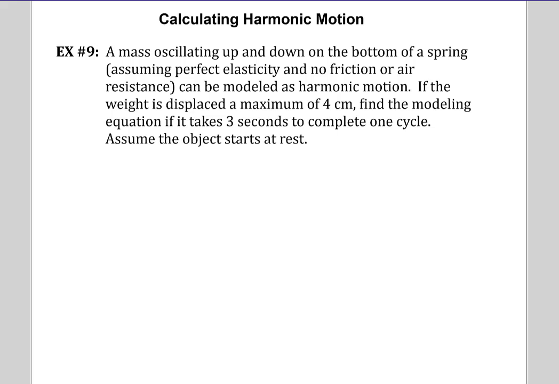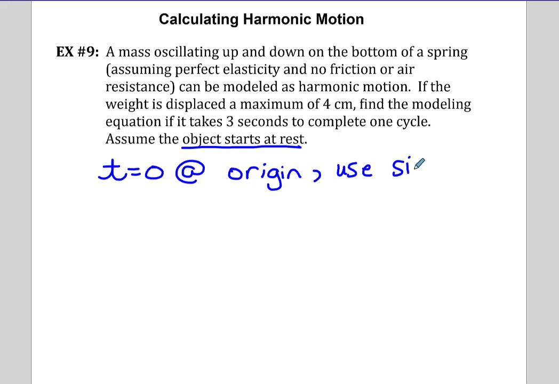And then our last example, let's say we have a mass that's oscillating up and down on the bottom of a spring, assuming perfect elasticity and no friction or air resistance, and it can be modeled as harmonic motion. If the weight is displaced a maximum of 4 centimeters, we want to find the modeling equation if it takes 3 seconds to complete one cycle and assume the object starts at rest. So which model will we use if the object starts at rest? When t is 0, we're at the origin. So we're going to use the sine model.